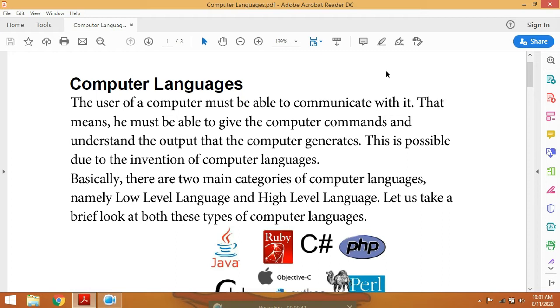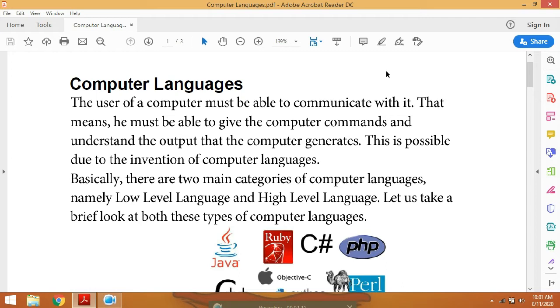So as we know, in our day-to-day life we need one common language that can be used to communicate with each other. If there is no common language between us, then we cannot communicate, that is, we cannot share our information with each other. So that's why a common language is required for communication. In the computer field, that kind of language is called a computer language.